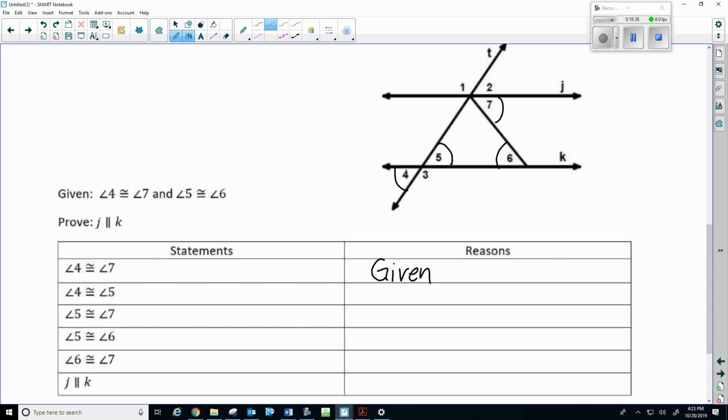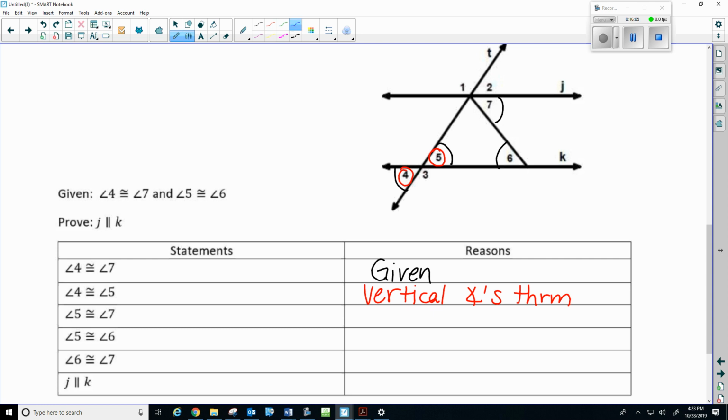Now we're told that angle 4 and angle 5 are congruent. And how would we know that angle 4 and angle 5 are congruent? Because we have discussed this in class, angle 4 and angle 5 are vertical angles, giving us our vertical angles theorem. We're told that the two angles are congruent, so we look up in the picture and we see, oh, they're vertical angles, so it has to be our vertical angles theorem.